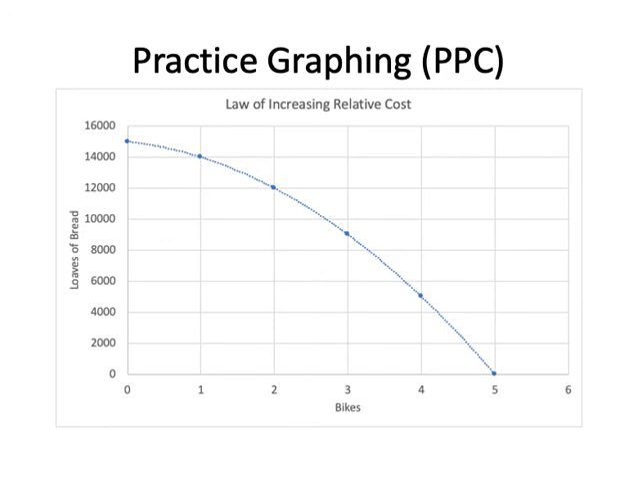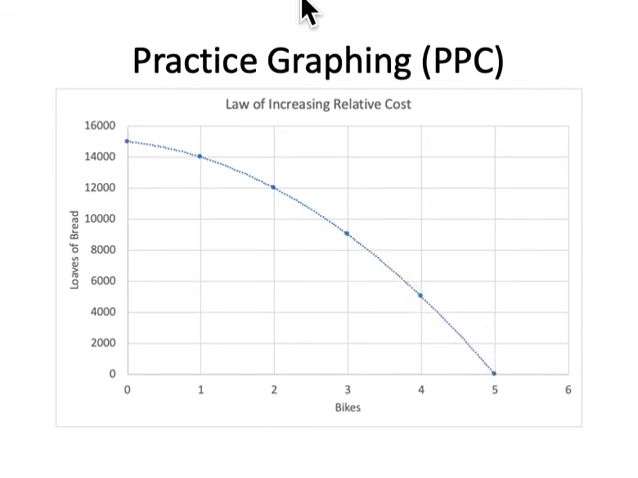So this should be what your graph looks like if you did bikes on the x-axis and loaves of bread on the y-axis. If you flip them, that doesn't matter as long as it has a similar shaped curve. So if I went from 15,000 loaves of bread and 0 bikes, I want to increase to 1 bike, I lose 1,000 loaves of bread. My second bike, I lost 2,000 loaves of bread from this point to this point. I lost 3,000 loaves of bread, 4,000 loaves of bread, and ultimately 5,000 loaves of bread.